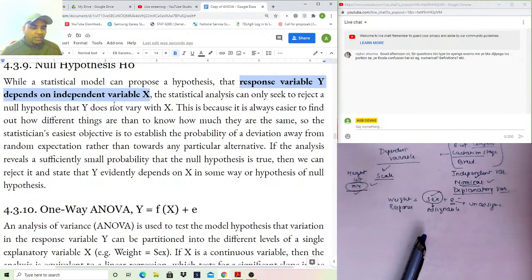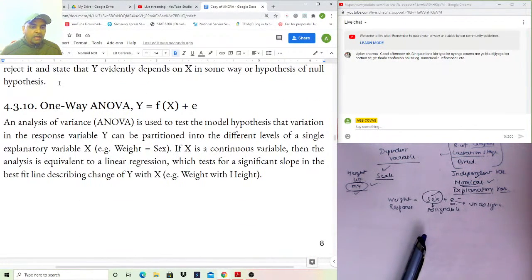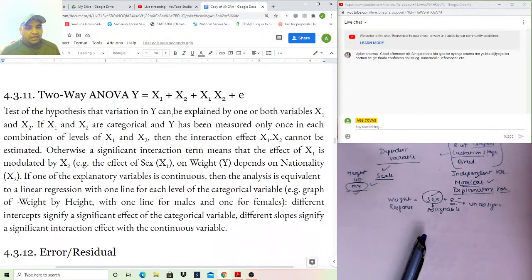Now, one-way ANOVA. If we are taking only one assignable cause, then it is known as one-way ANOVA. If we are taking more than one assignable cause, say for example x1 and x2, then it is two-way ANOVA, right?